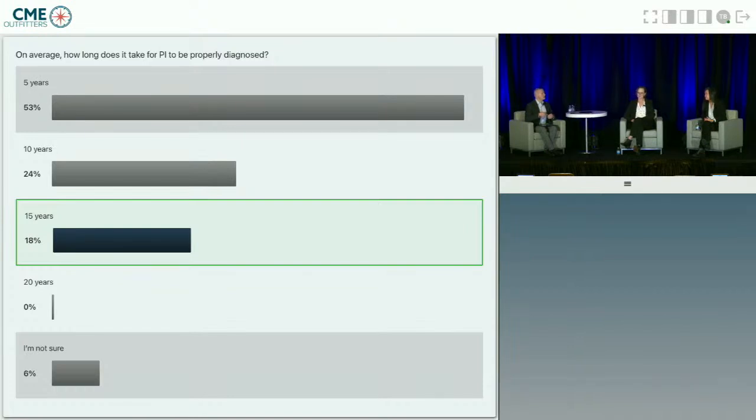Unfortunately, we haven't really been able to move that needle very much over the past probably 20 to 25 years. And that's why sessions like this are so important in order to explain the background of these diseases and teach people what to look for in their practices.